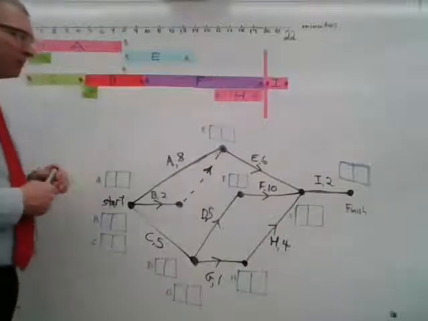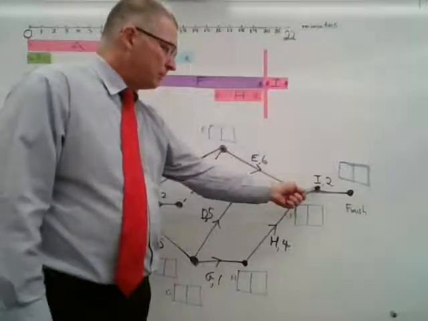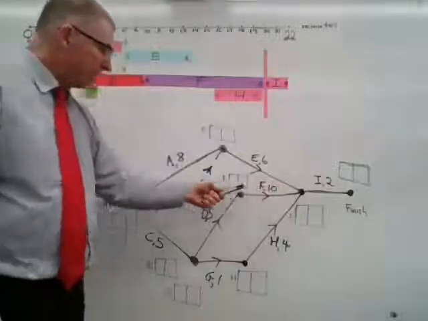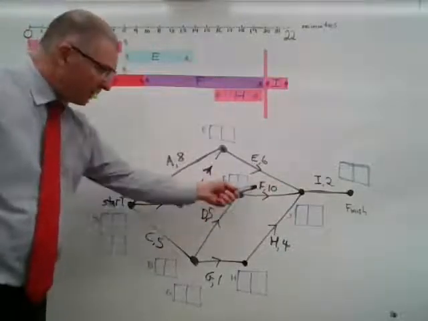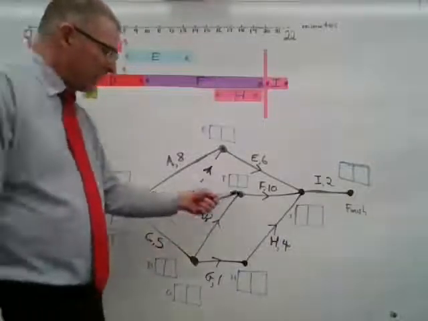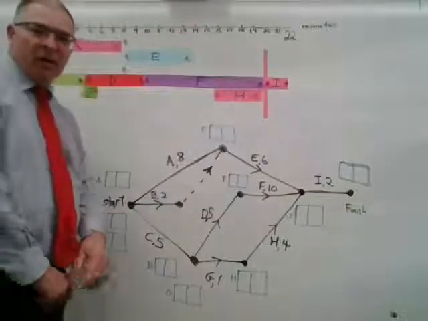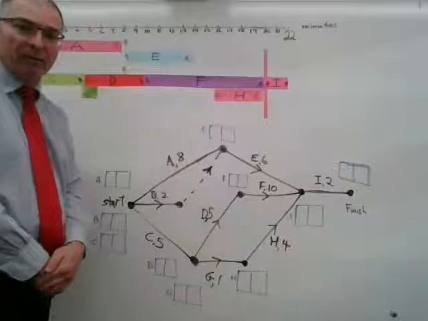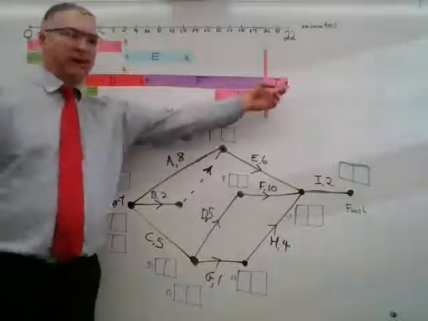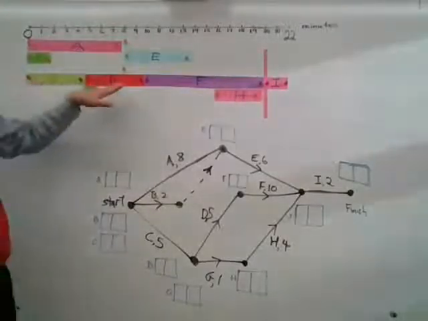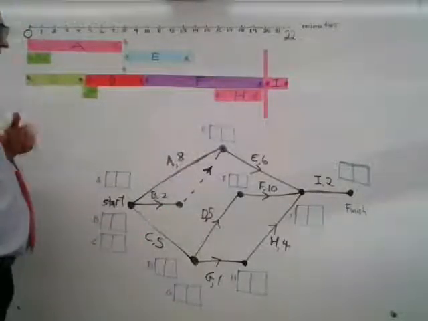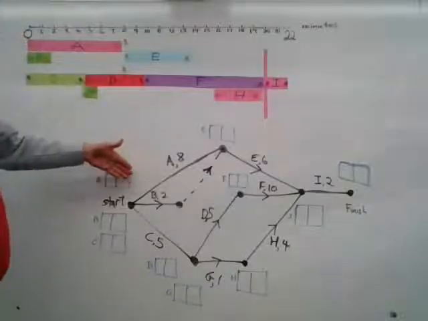So the first thing to note is that before I can happen, F is an immediate predecessor for I, and D is an immediate predecessor for F, and C is an immediate predecessor for D. So C, D, F, I is one chain of activities that must happen in that order during this project. I've lined up C, D, F, and I along the board here, and as you can see, it takes 22 minutes.